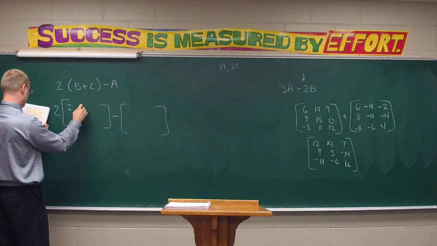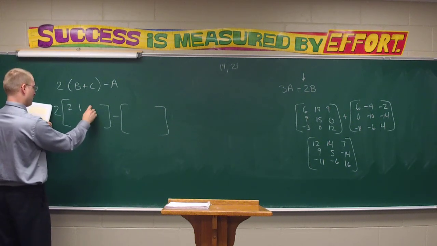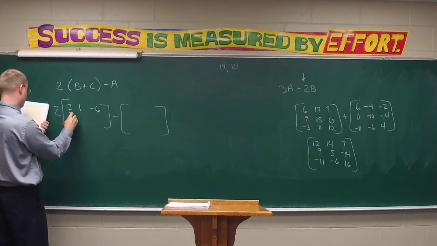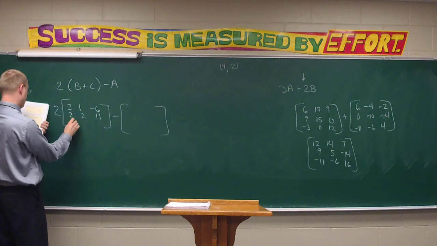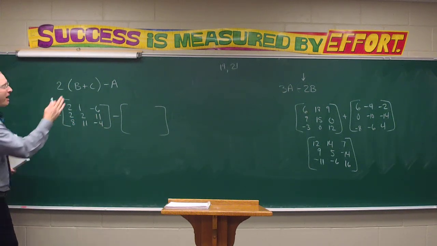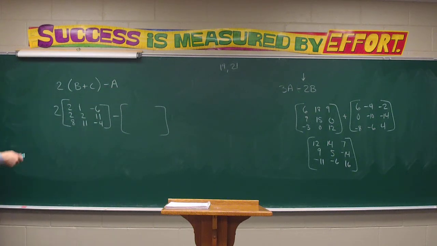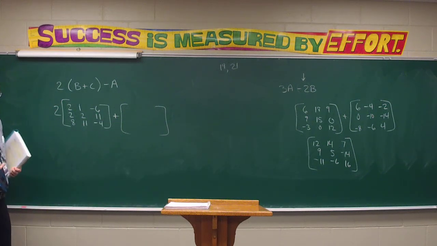2, negative 1. Careful. Just one. Negative 6. Negative 2. 2. 11. And then 8. 11. 24. Good. And then it says minus A. Well, I'm not going to waste my time writing A just to subtract it, right? So if we're going to copy A, let's copy it down as the inverse. Genesis.